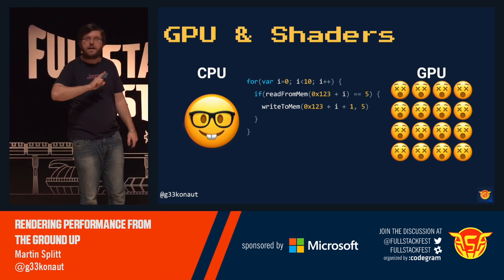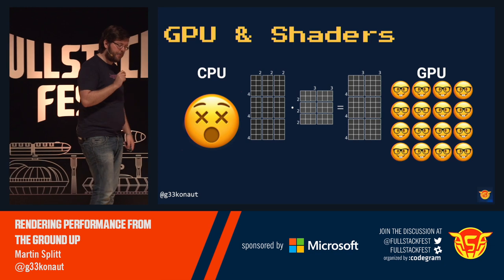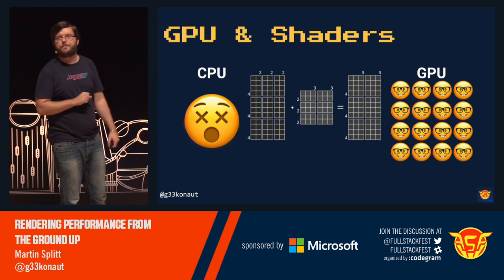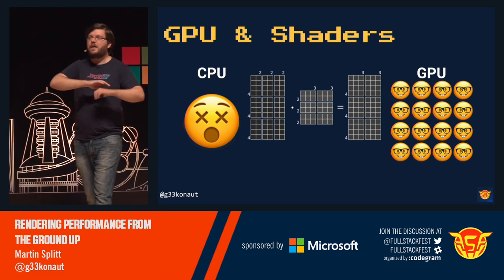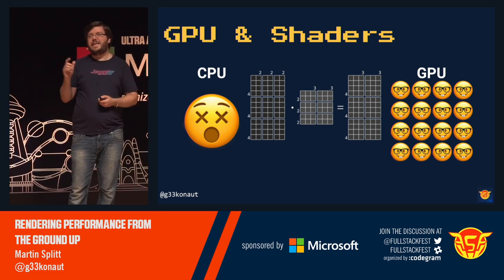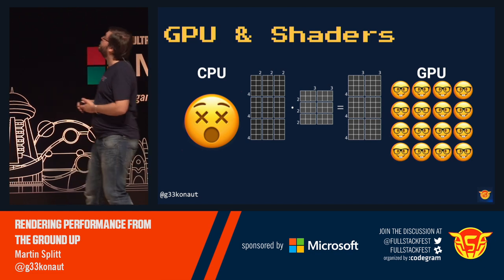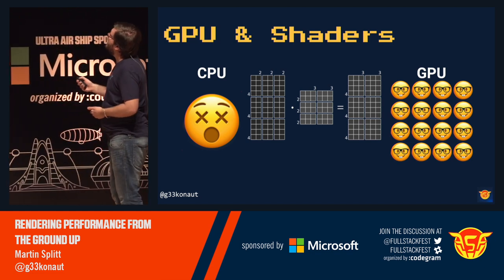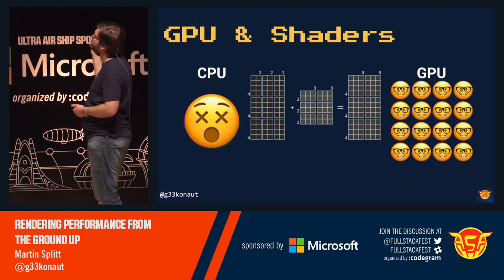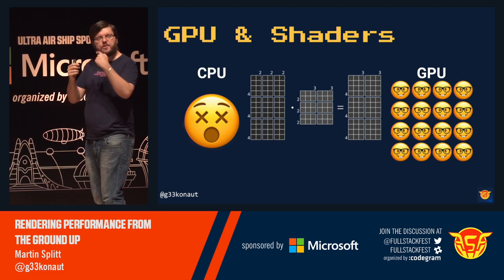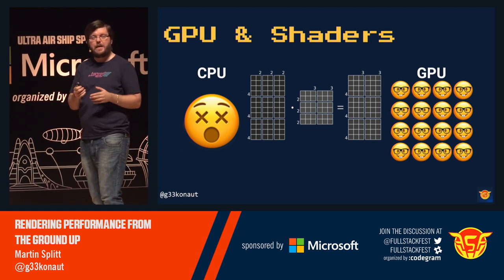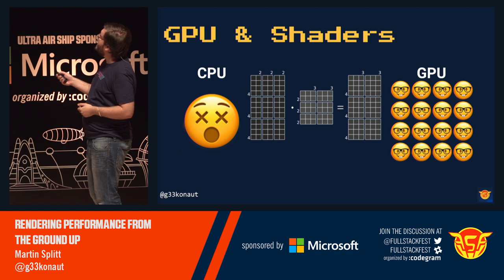But we have different problems, and there is a problem that is particularly nasty for CPUs to deal with. That's processing a large amount of data with the same operation. For instance, this is matrix multiplication. We take a value from here, multiply it with a value here, and put it here, and so on and so forth. The only thing that changes is the positions, but the operation, the multiplication, is the same. And these matrices could be gigantic.